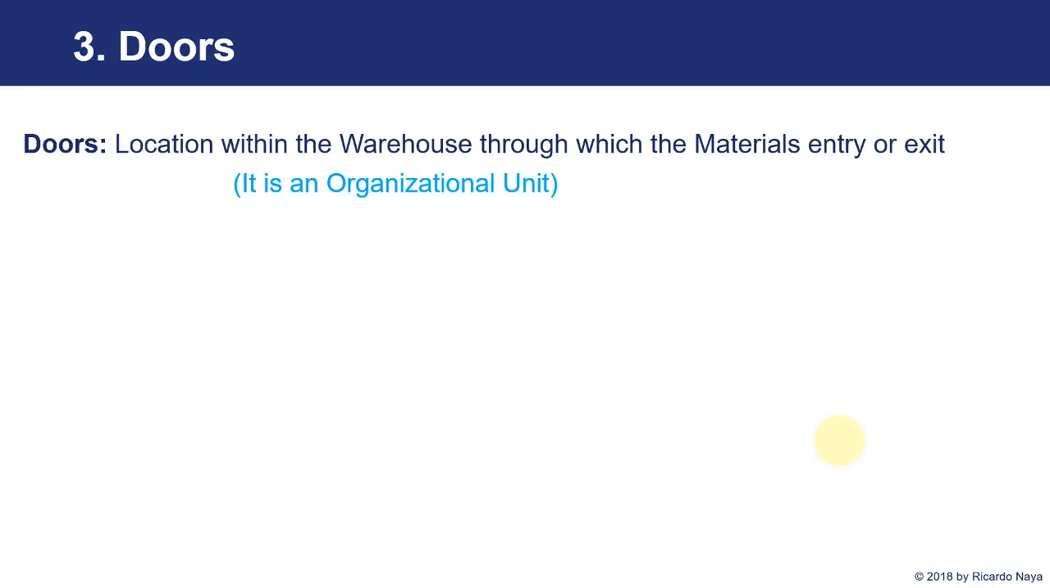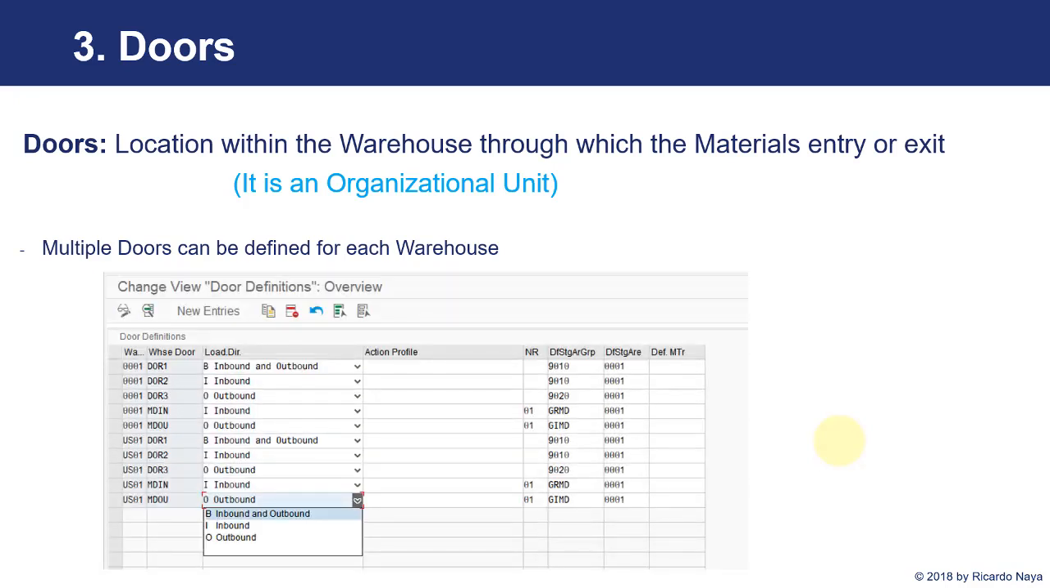Doors, as we have seen, are the location within the warehouse through which the materials enter or exit. And it is an organizational unit. We can define multiple doors, of course, in each warehouse, depending on how many physical doors we have. And we have here another example of the customizing transaction where we define different warehouse doors, and as you see, we can define if it is an inbound, outbound, or inbound and outbound door.